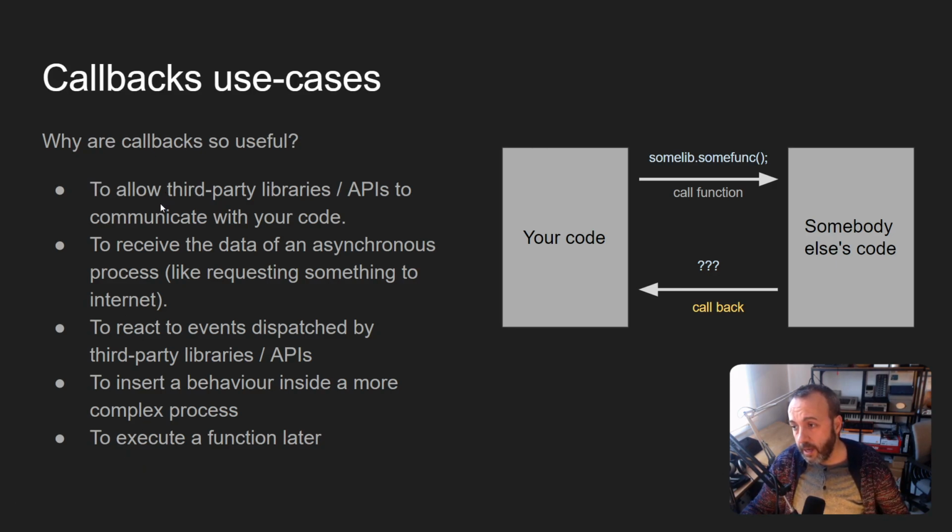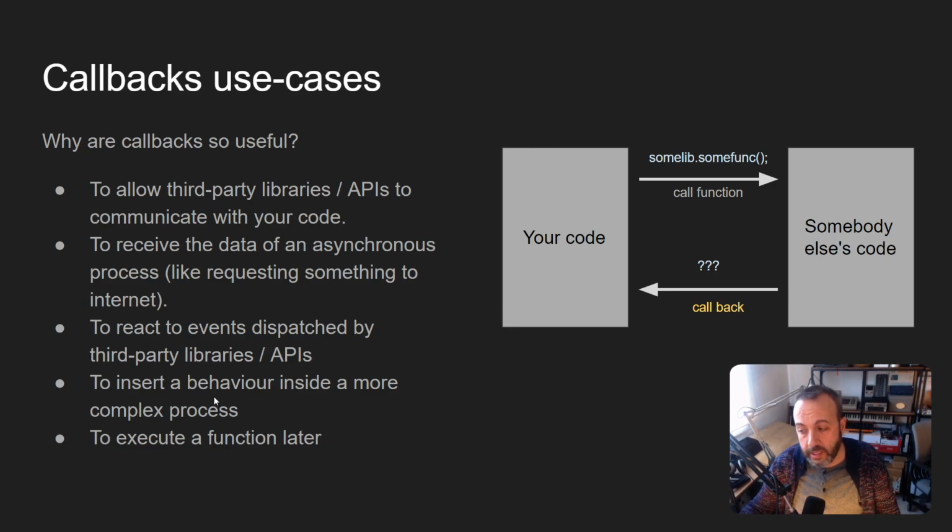For instance, to allow third-party libraries or APIs to communicate with you, as I said, to receive data from an asynchronous process, like when you fetch something on the internet and it takes some time to receive it, or to react to events dispatched by third-party libraries, like for instance when something happens, like I connect to the socket and I want to be notified. This is an event.